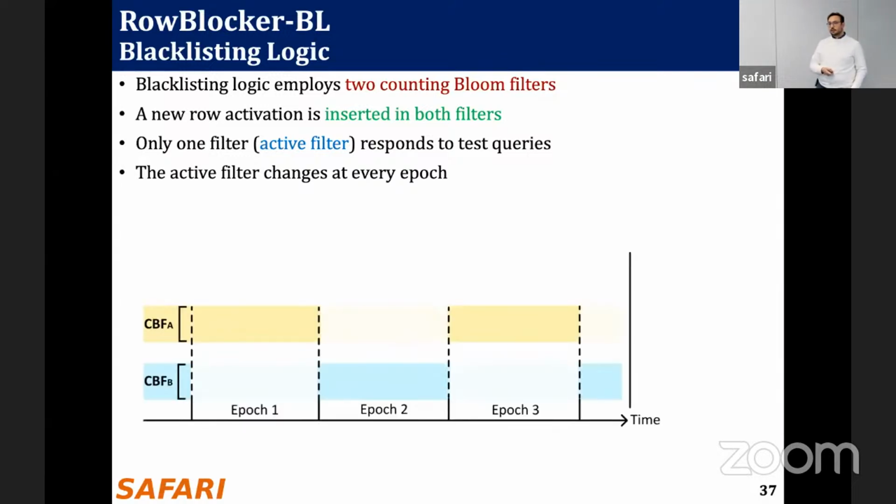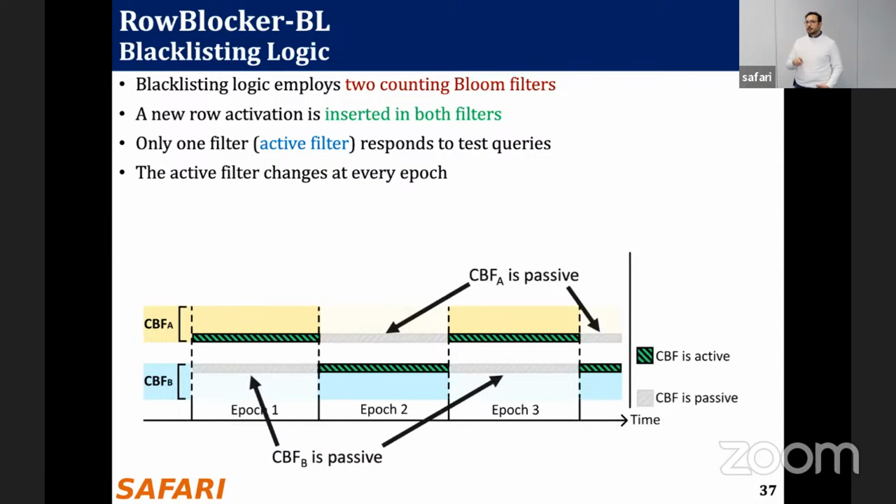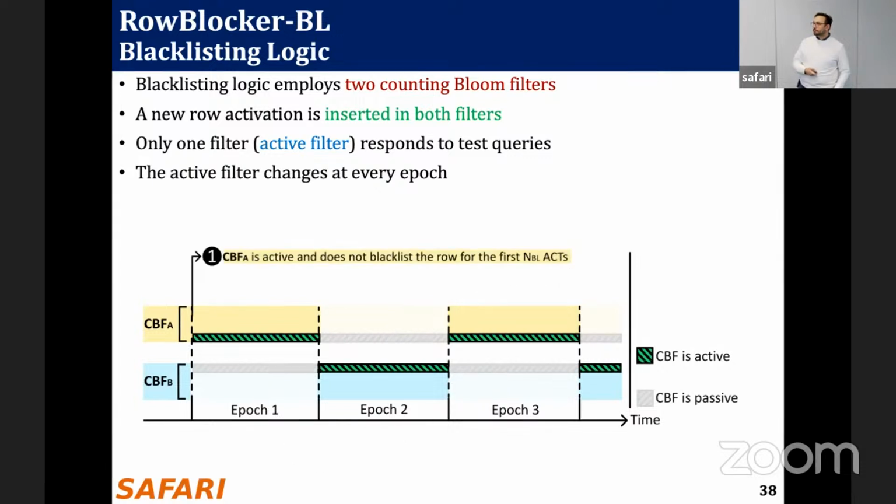So this is a cartoonish explanation of how this mechanism works across time. So we have different epochs. At the end of each epoch, we reset one of these filters. So we see two filters here, CBF-A and CBF-B, counting bloom filter A and counting bloom filter B. And these green bars show that the bloom filter is active for that time period, and the gray ones mean that the bloom filter is passive at that time.